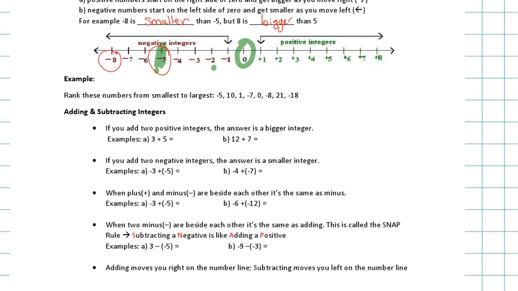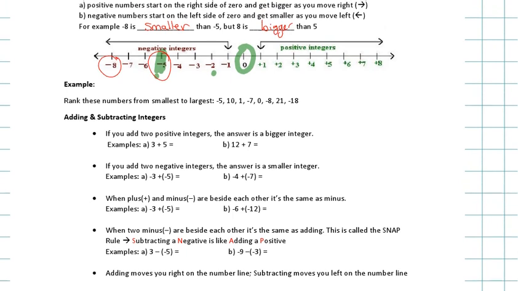Okay, so if I wanted to rank these numbers, negative 5, 10, 1, negative 70, negative 8, 21, and negative 18, from smallest to largest, where do I start? What's the smallest number? Negative 18. Followed by? Negative 8, then negative 7.